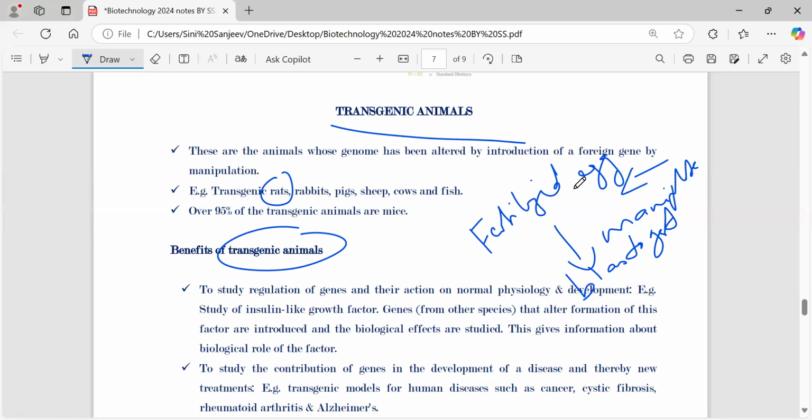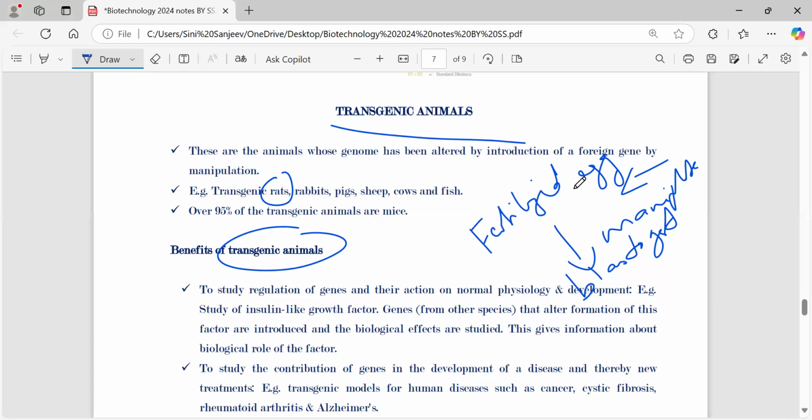Now whenever an offspring is born from that surrogate mother, we have already introduced the genes, right? So that offspring will have the characteristics that we actually need. So this is how the development of transgenic animals takes place.